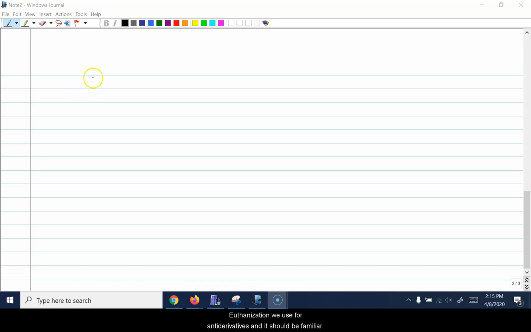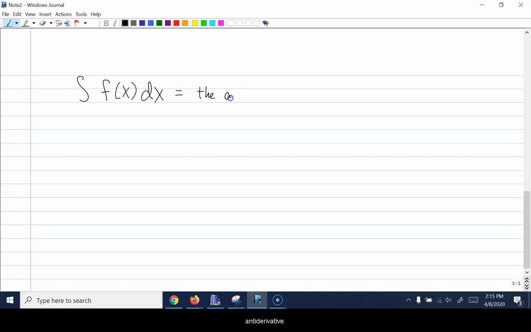So here's the notation we use for antiderivatives, and it should be familiar. We call it the integral of f of x. The thing you want to say that this means is it's the antiderivative of f of x. But as it turns out, two functions can have the same derivative.